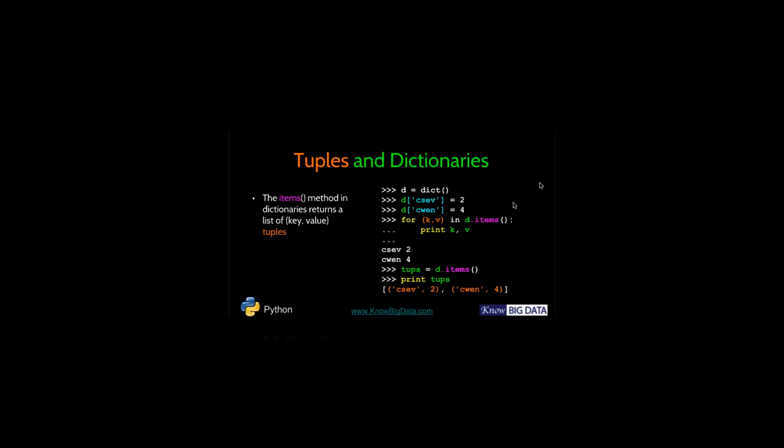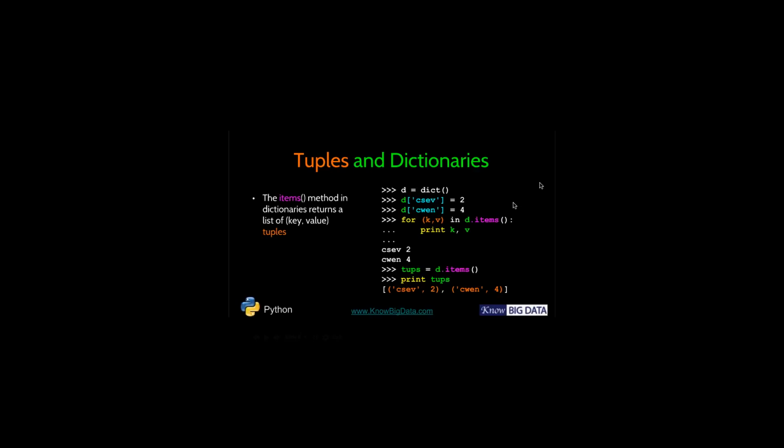So these tuples are quite useful, and they occur all the time. For example, when you say d.items, the dictionary gives you a collection of tuples. The items method in a dictionary returns a list of key and value, and each key and value pair is a tuple.